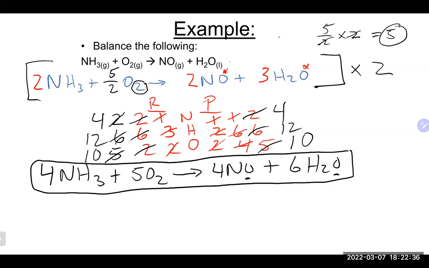You could absolutely use a fraction to balance the equation, but you do need to get rid of the fraction when it's all said and done. Again, the fraction that you need to choose: the number you need on top, and matching the subscript on the bottom. That's your foolproof recipe for picking the right fraction that you need. Any questions on that particular one? All right, let's try a couple more here just to make sure.